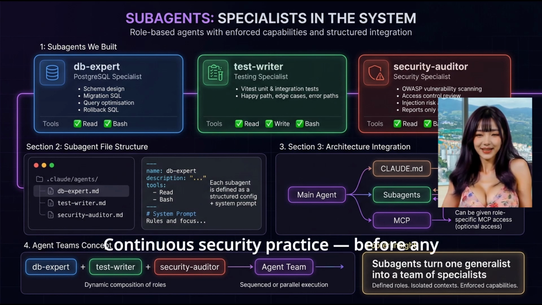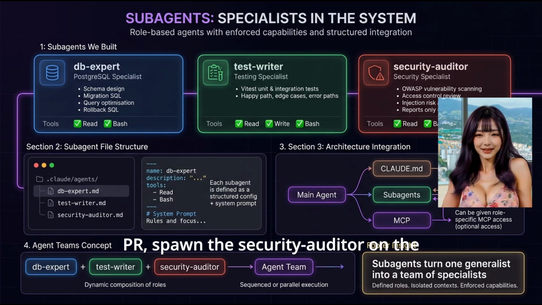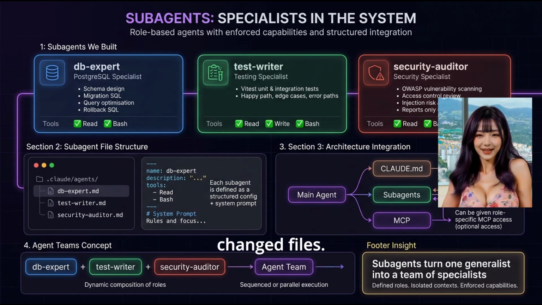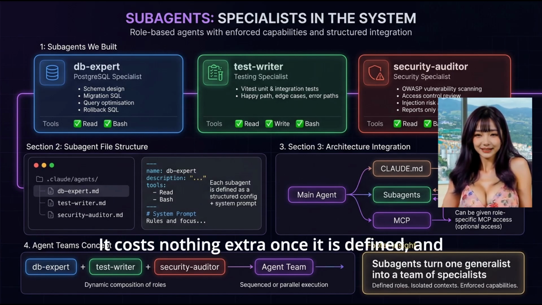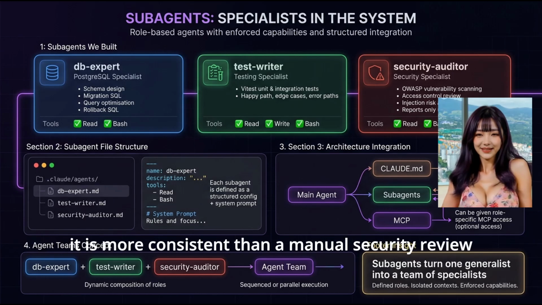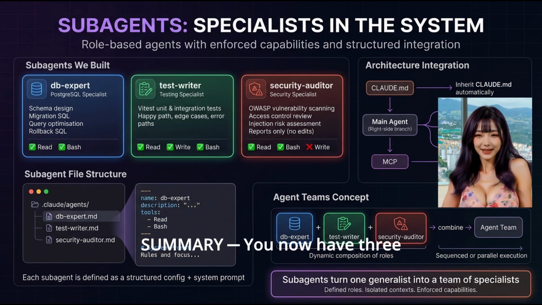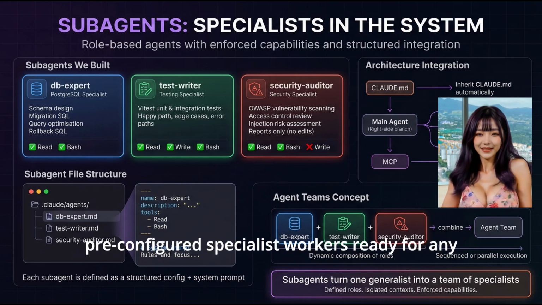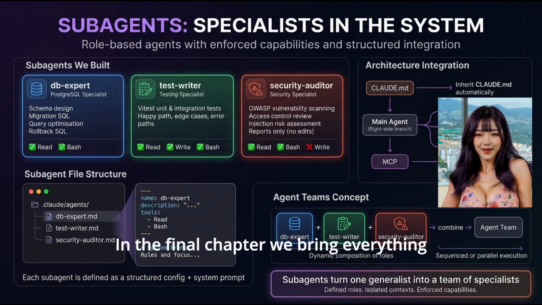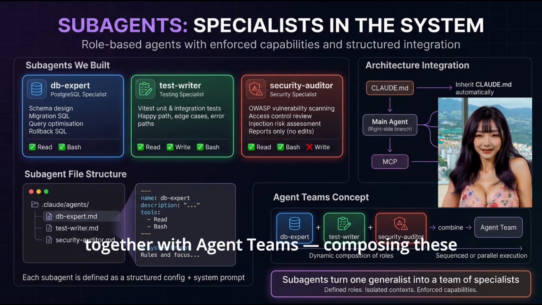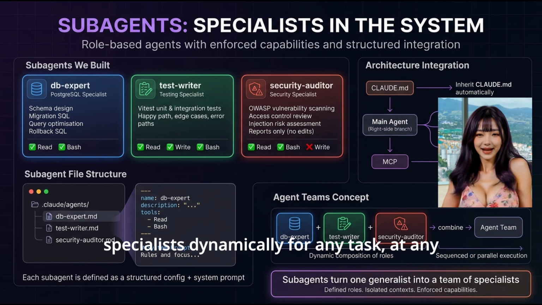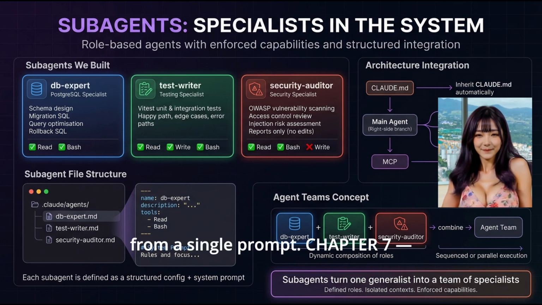3. Continuous security practice. Before any PR, spawn the security auditor on the changed files. It costs nothing extra once it is defined, and it is more consistent than a manual security review done from memory. Summary. You now have 3 pre-configured specialist workers ready for any task. In the final chapter, we bring everything together with agent teams, composing these specialists dynamically for any task at any scale from a single prompt.